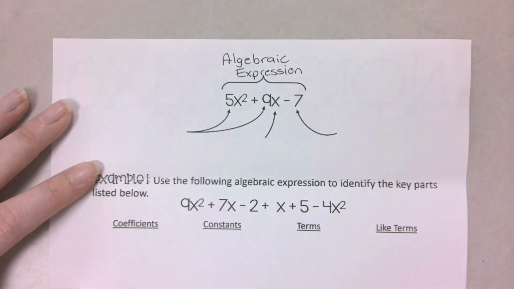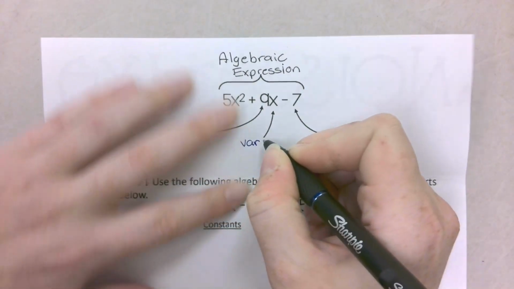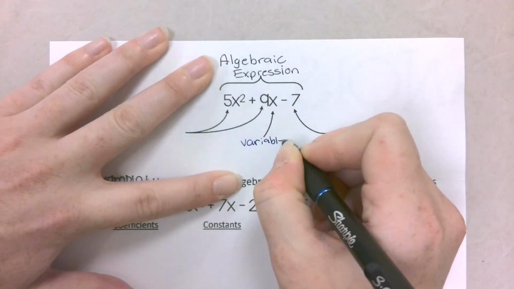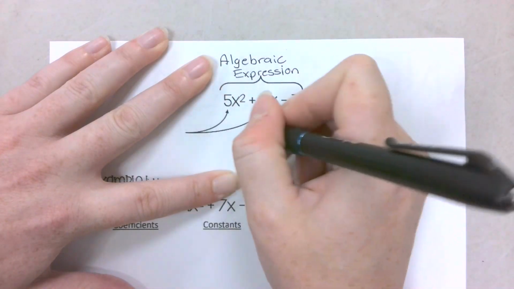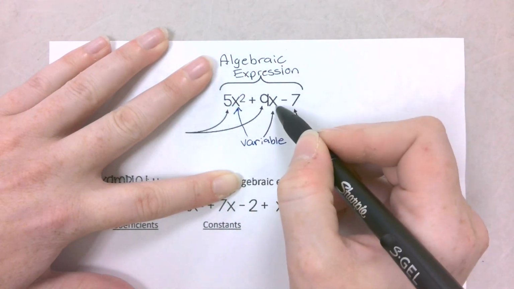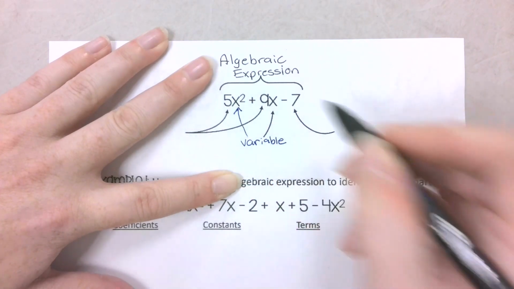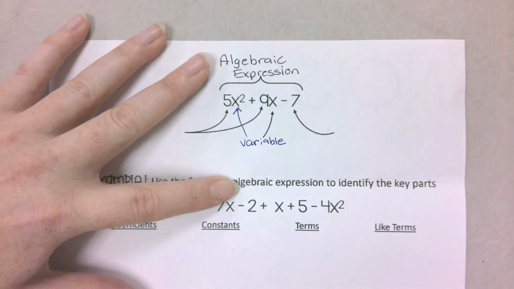Speaking of, what is the variable here? Well, this is a variable, which is a letter that we use to represent things we don't know yet. And this is also a variable up there. But this one is different from this one because this is x to the second power, and this is just x. So that's the difference there.